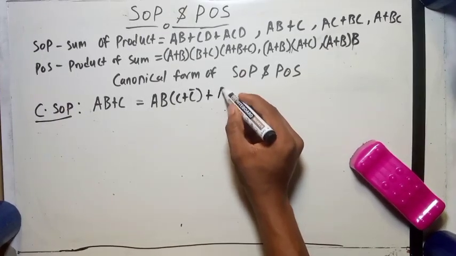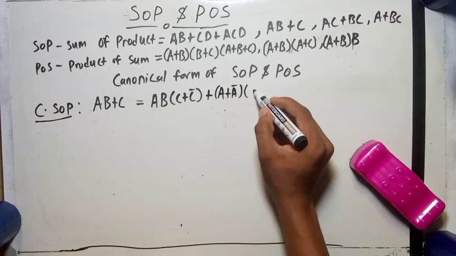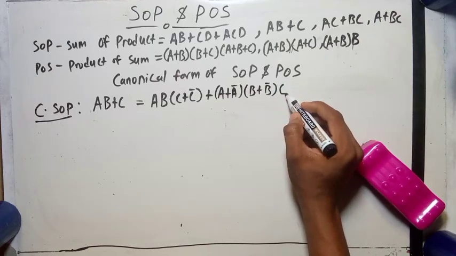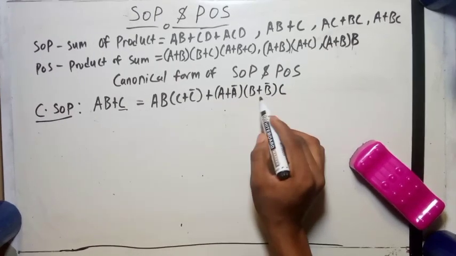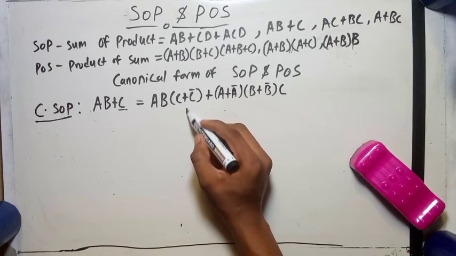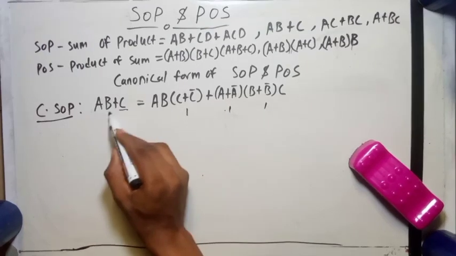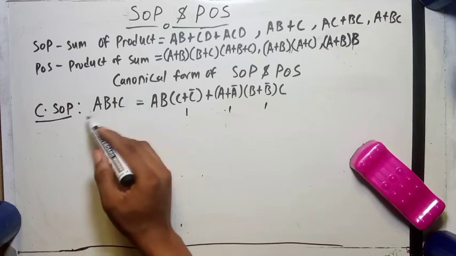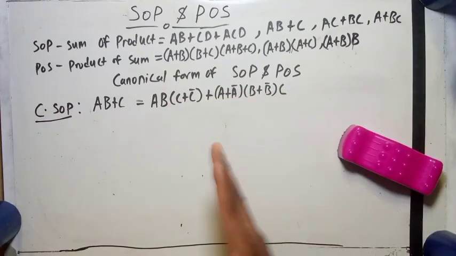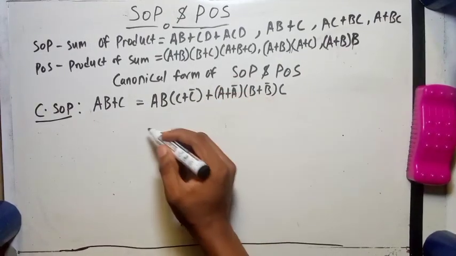We're going to be having A plus A bar multiplying our B plus B bar, then multiplied by our C. This is for this one. Now, remember our law that says that when you're adding a variable and its complement, it gives you what? 1. So if this is to give us 1, and this is to give us 1, we're going to be having this as an answer. But canonical is more like you expanding it, trying to make sure that each of them has A, B, C, D.